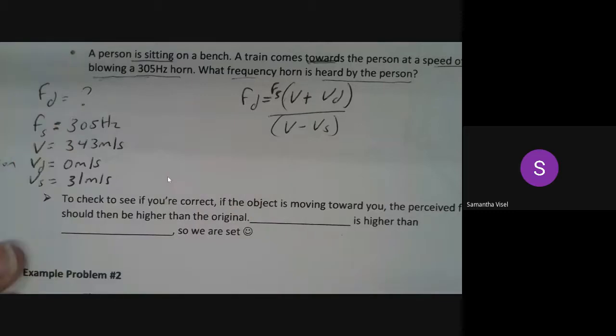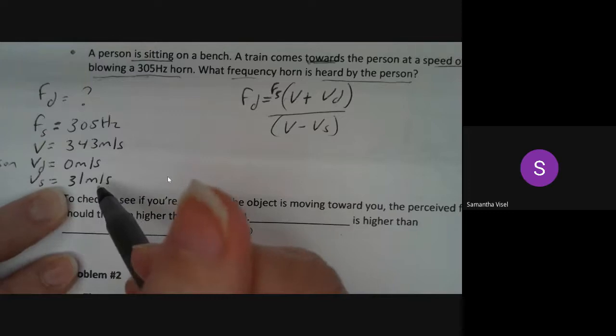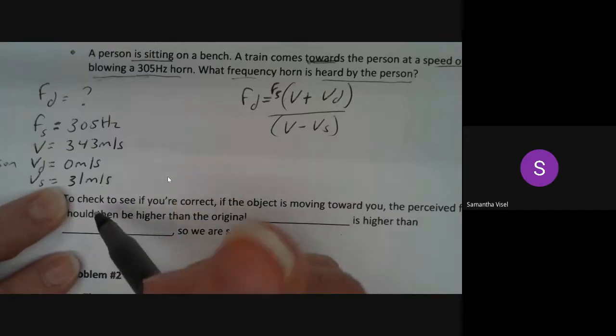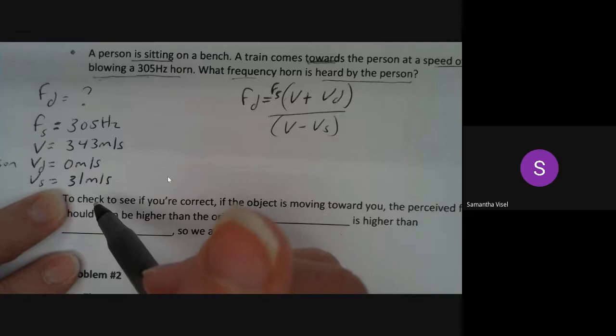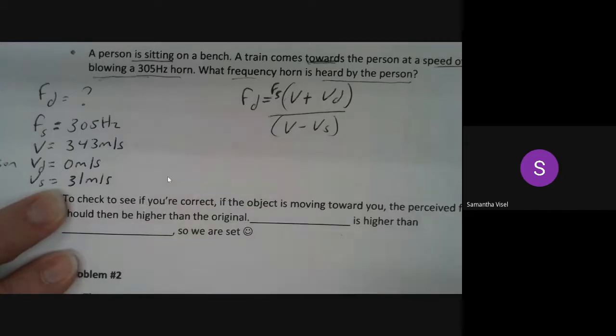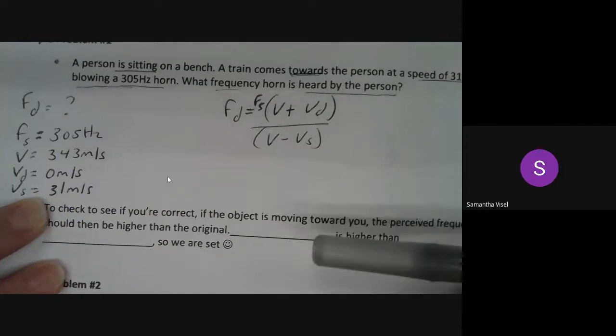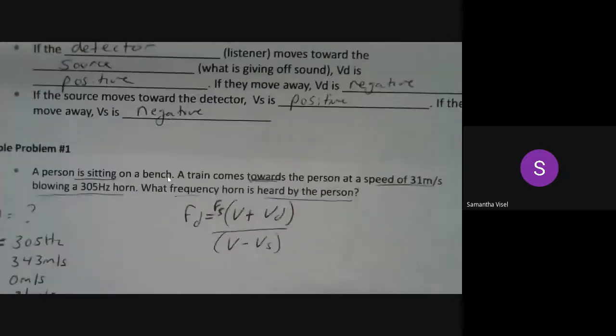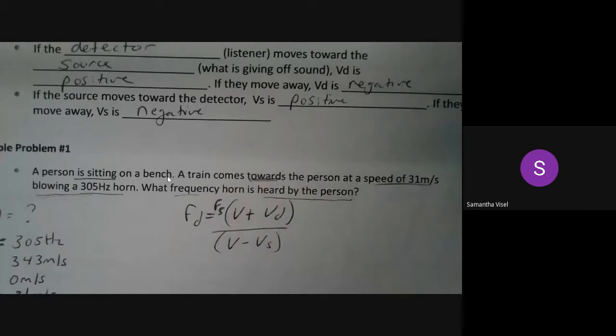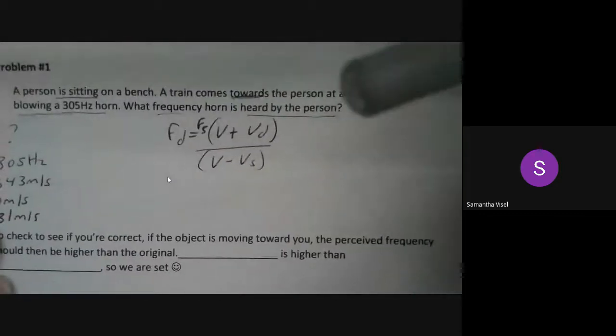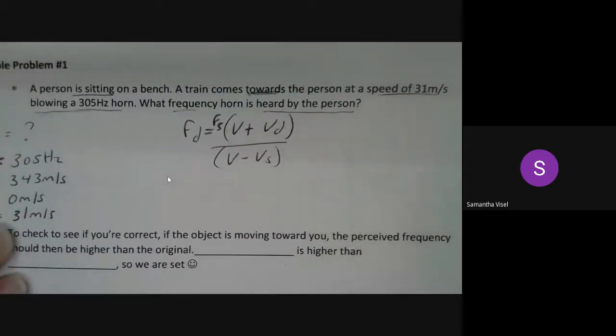Now since I have a value for this velocity, I need to take a second before I just finish writing 31 and decide if I'm going to keep this a positive 31 or if I need to change it and make it a negative 31 based on how the train is moving. So I'm going to use these notes up here to determine that. Anytime the detector or the sound source moves towards the other, it's a positive velocity. And anytime they move away from each other, it's a negative velocity.